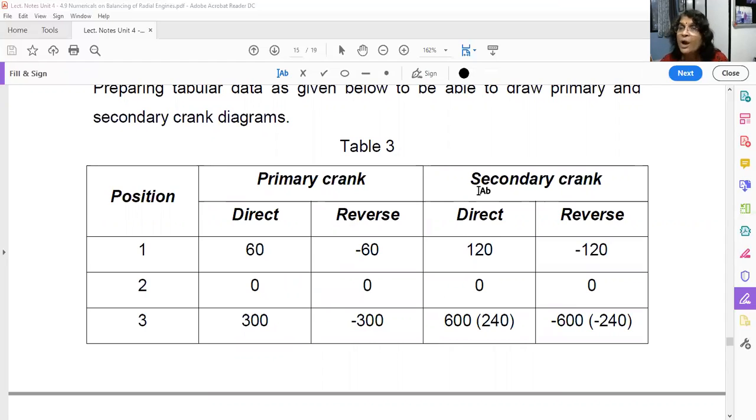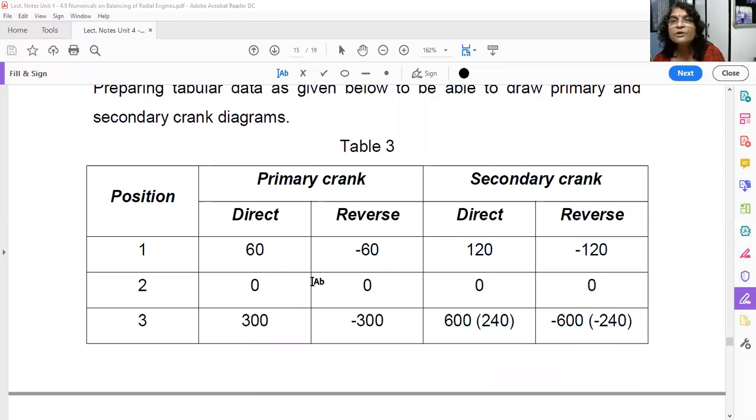Now, how to write down the direct secondary crank angles? Just make double of the direct primary crank angle. 60 into 2, 120. 0 into 2, 0. 300 into 2, 600, that is 600 minus 360, which is 240 degrees. How to write down the reverse secondary crank angles? Just give the negative sign to the direct secondary crank angles. So this is minus 120, this is 0, and this is minus 600, that is minus 240.